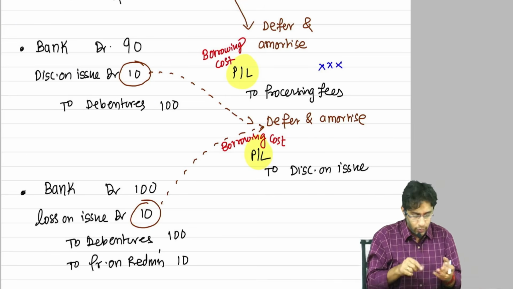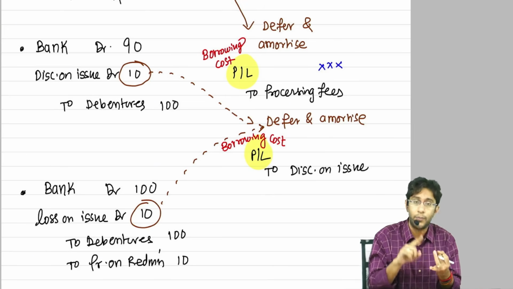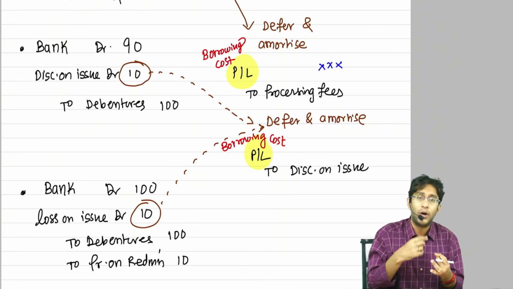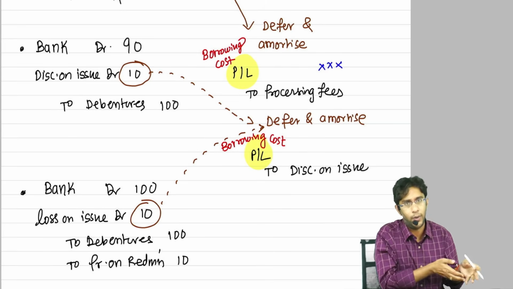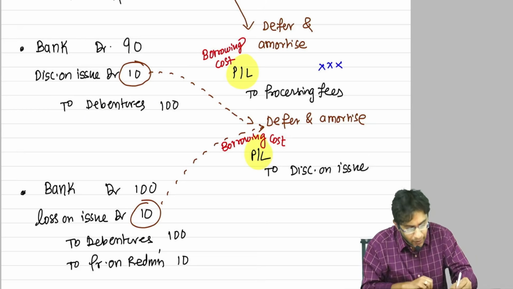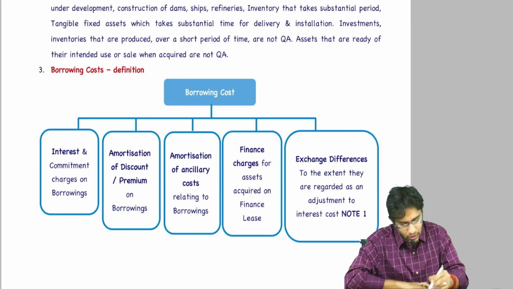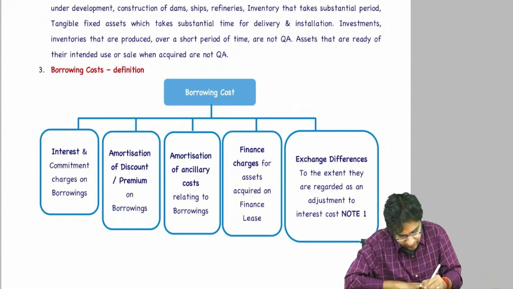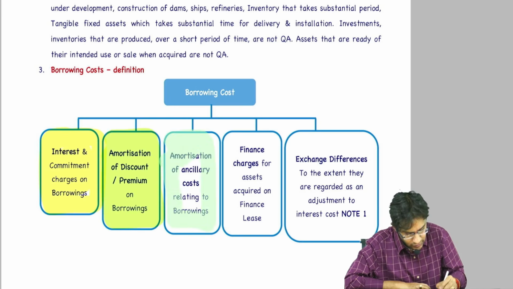There are 3 points, sir. So what did I tell you? Interest cost, processing fees, amortization of discount or amortization of premium on redemption, these kinds of things we have seen. So these 3 things are over for us. This is over. This is also over. Transaction cost treatment also we have seen. This is also over.